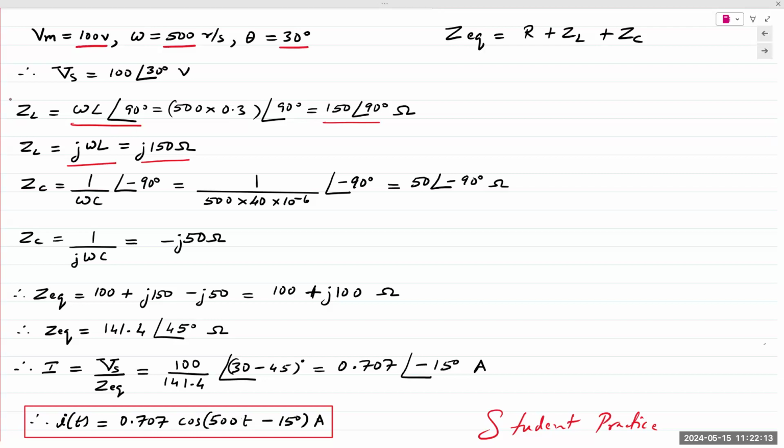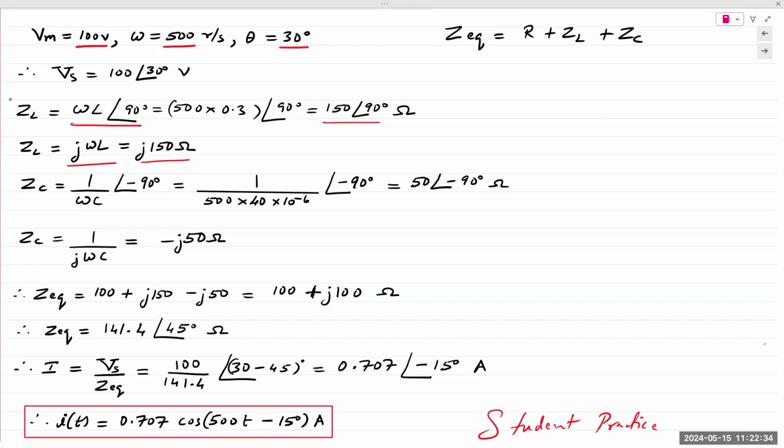Okay, and ZC is 1 over omega C with the angle of minus 90, because the voltage is behind the current by 90 degrees. So theta V minus theta I for a capacitor is always minus 90 degrees. That's the standard expression. In terms of rectangular coordinates, it is 1 over j omega C, the reciprocal of j omega C.